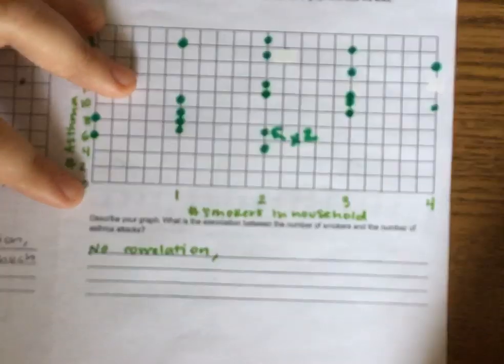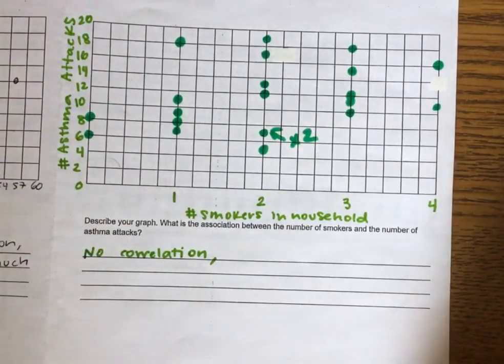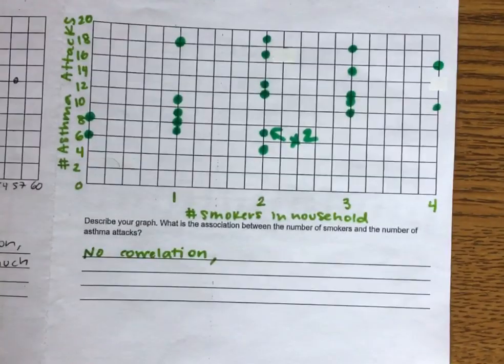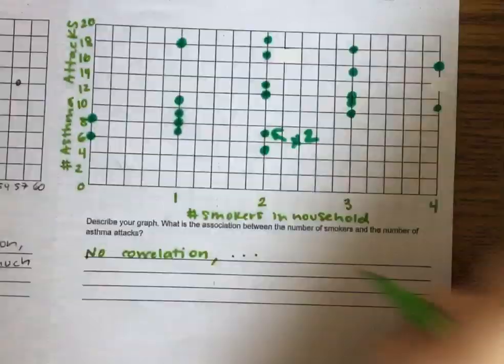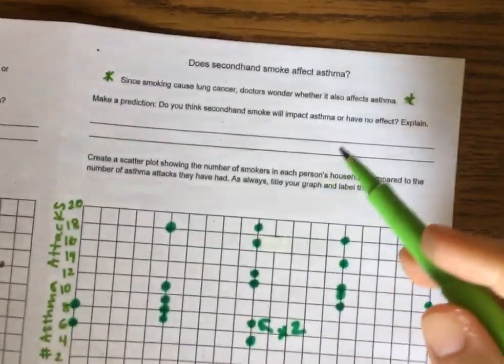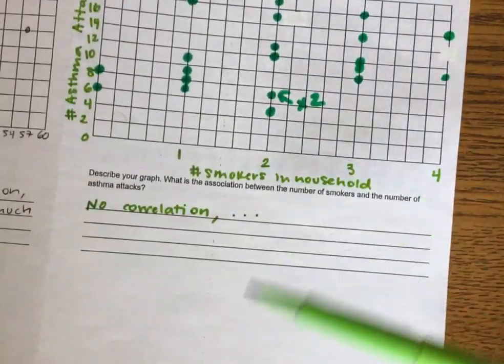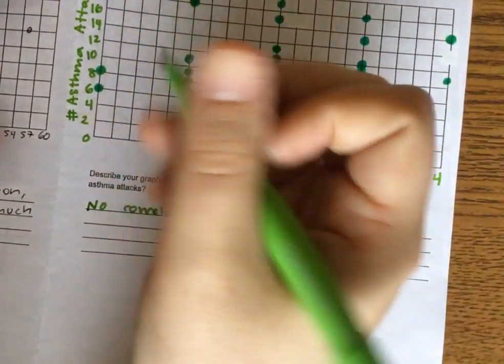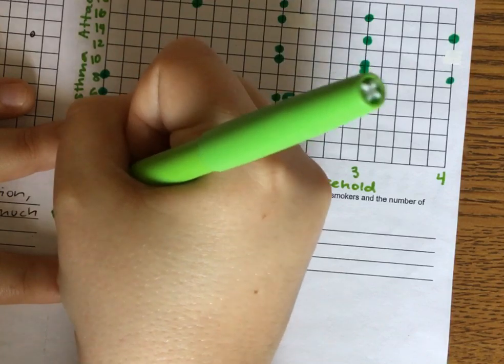And then write something about how the number of smokers in a household doesn't seem to affect the amount of asthma attacks that the individual is having. So just go ahead and fill that in on your own. You should have the prediction filled out on your own because that's your own opinion, and then talk about no correlation, or I guess we call this relatively no correlation.